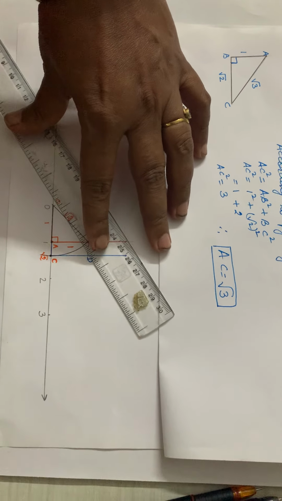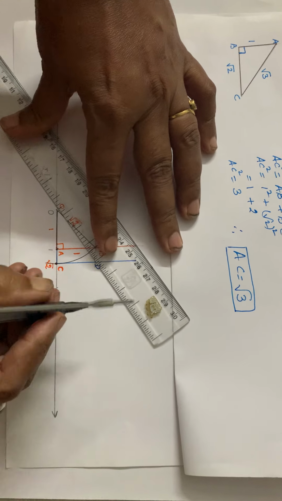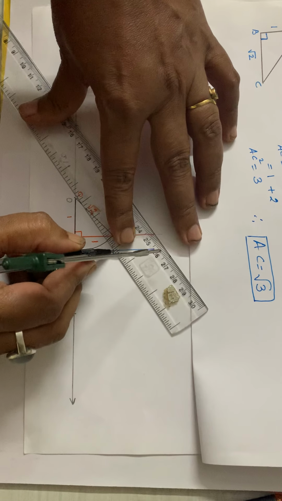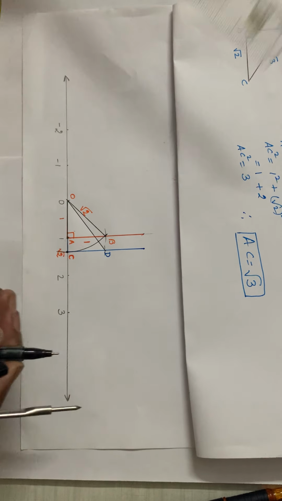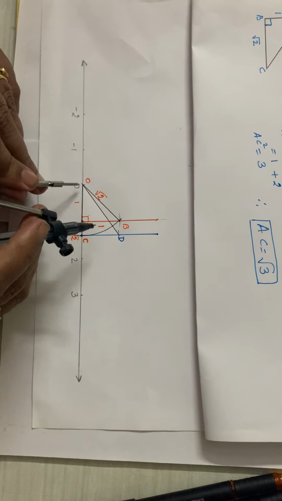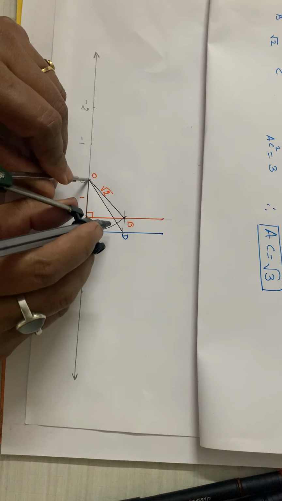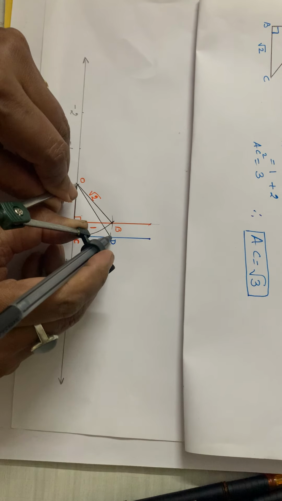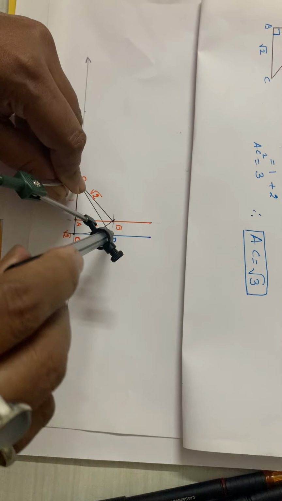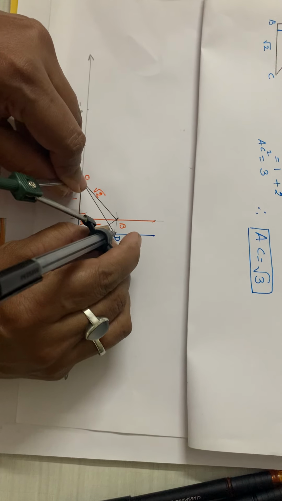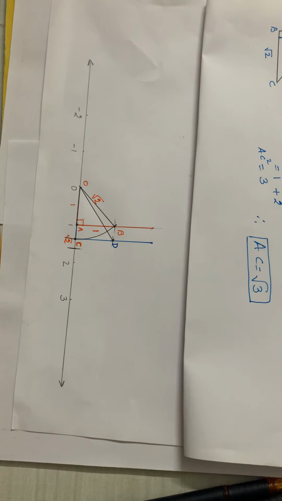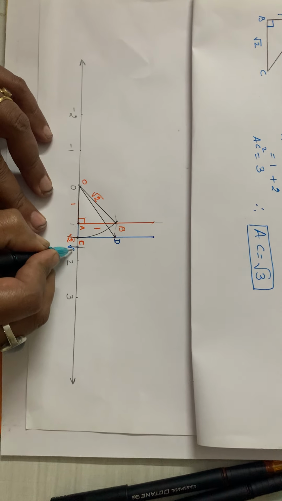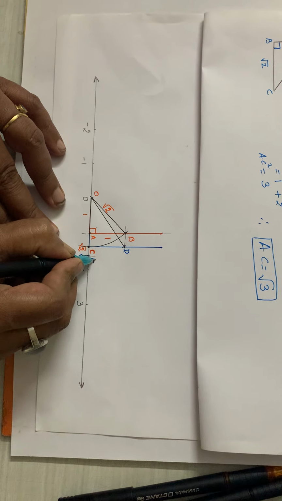Now, when we join OD, that is the hypotenuse of the right angle triangle, the length of this OD, as we have calculated also, will be root 3. So now I will keep the pointer of the compass at O or at 0 of the number line. Mark the point D, continue the arc and mark on the number line. This point that I get is square root of 3. Let it be point E.